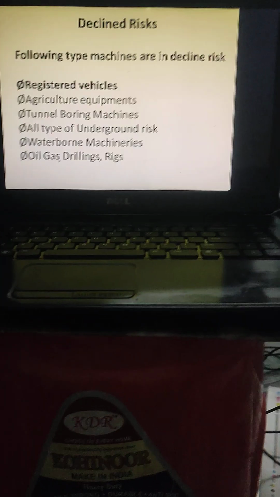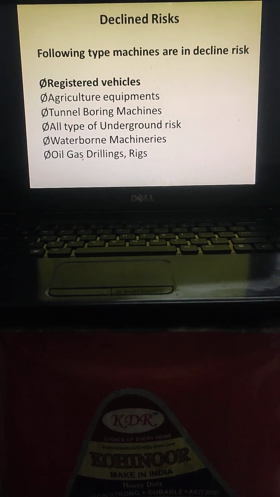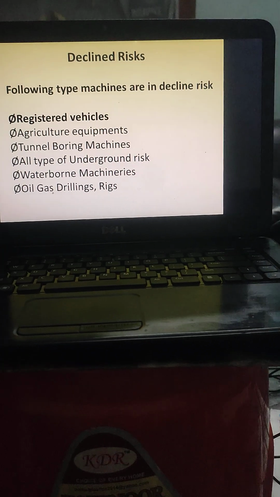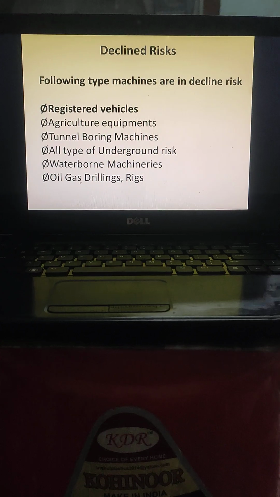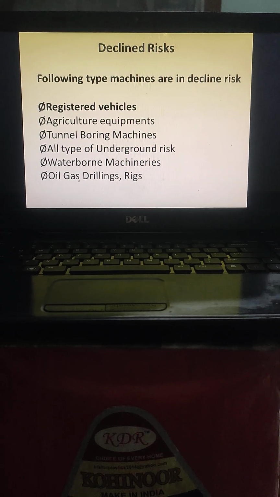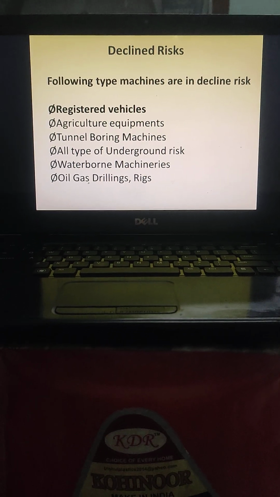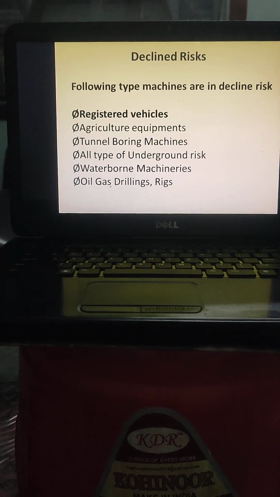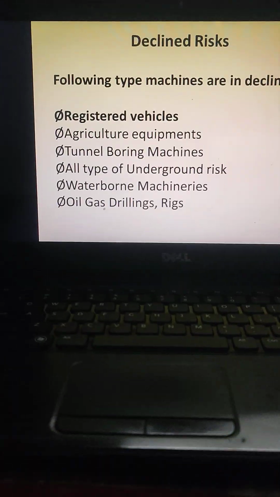So all the insurance companies have their own decline risks, because certain machineries which give a high claim ratio, companies used to decline them because they are affecting their profitability directly. Say, for example, registered vehicles, because they are insured under the motor insurance policies. Then agriculture equipment, tunnel boring machines, all types of underground risk, waterborne machineries, oil, gas and drilling rigs. This decline risk is not mandatory. This depends upon the insurer.